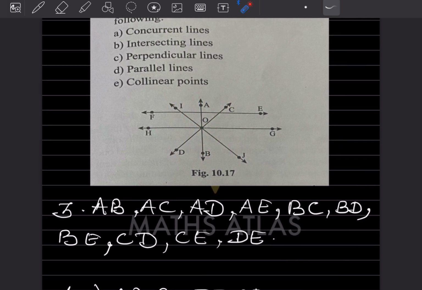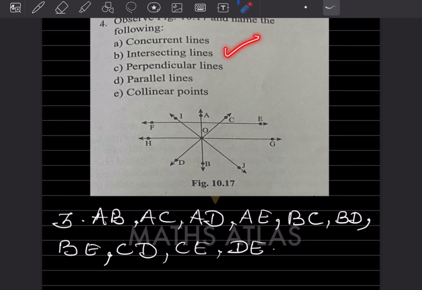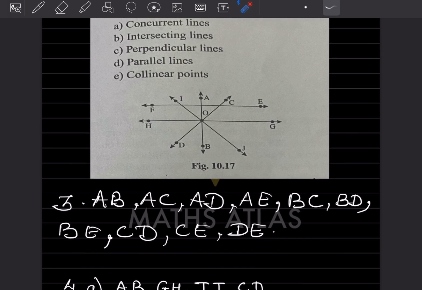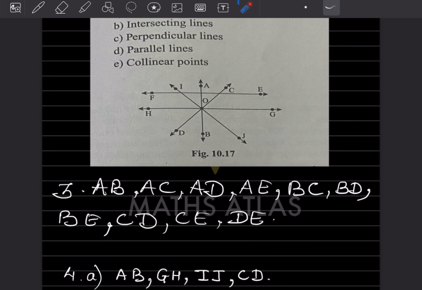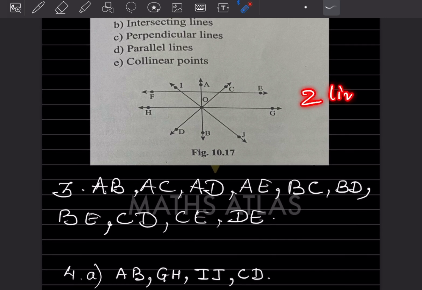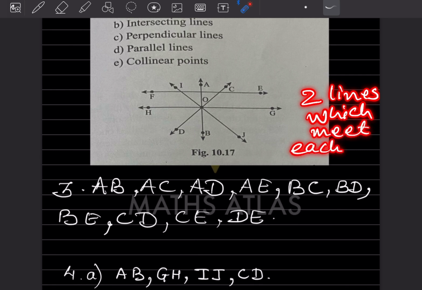Then which are the intersecting lines? Intersecting lines means two lines which meet each other at one common point. So that is called intersecting lines.